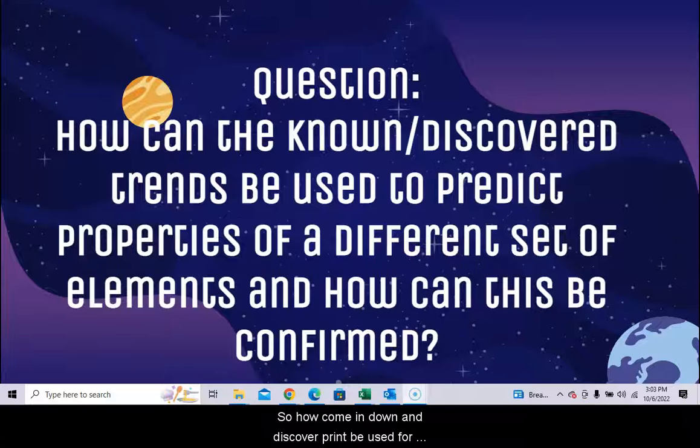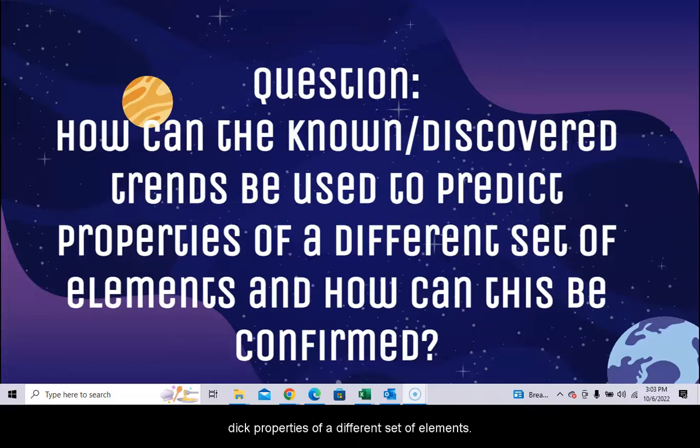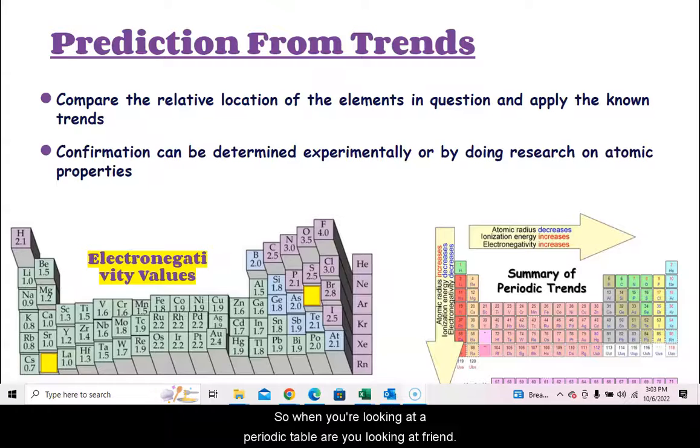So how can the known and discovered trends be used to predict properties of a different set of elements? And how can this be confirmed? So when you're looking at a periodic table or you're looking at trends, you can compare the relative location of the elements in question and apply the known trends. You can explain what things are most likely to be based on trends. You might do this in the form of a performance task or such.